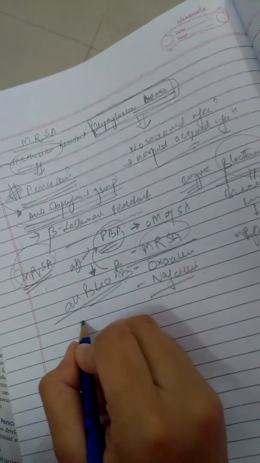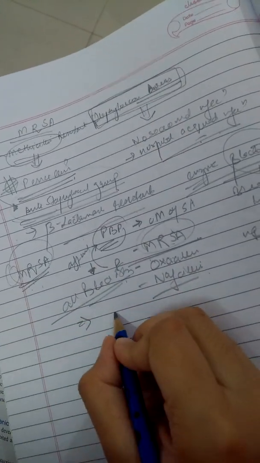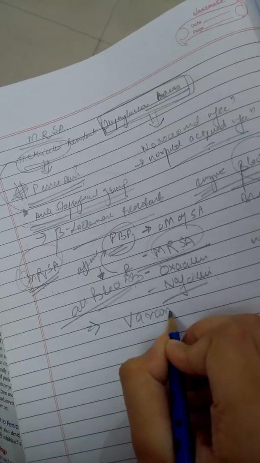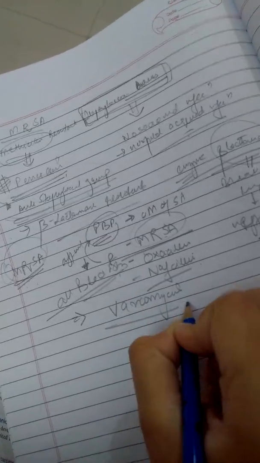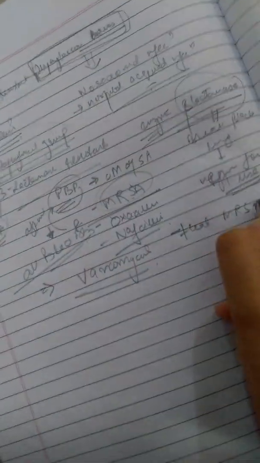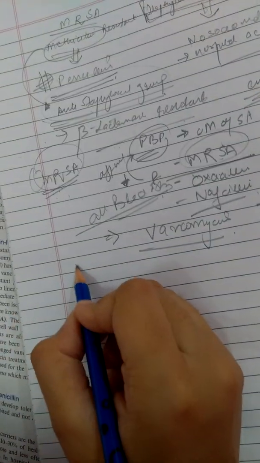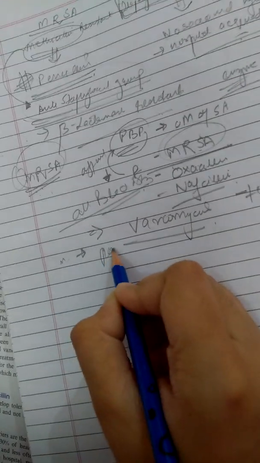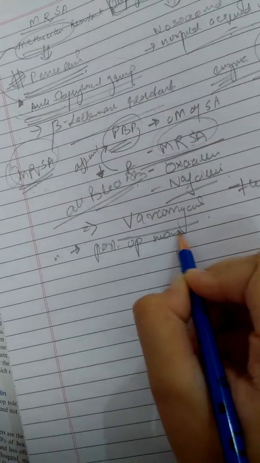So what do we use in this case? We use other cell wall inhibitors, that is vancomycin. Vancomycin is used to treat MRSA. And MRSA is an important cause of post-operative wound infection.